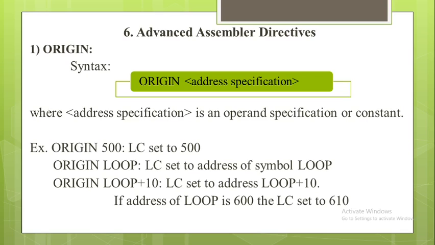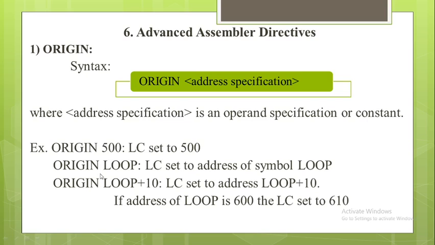Now we will see the advanced assembler directives. The first directive is called origin, with the syntax origin followed by the address specification, where the address specification is an operand specification or some constant. Now we will see some examples. The example origin 500 will set the location counter to 500, where we mention the address specification as a constant.